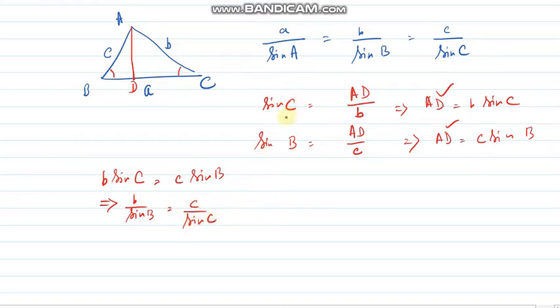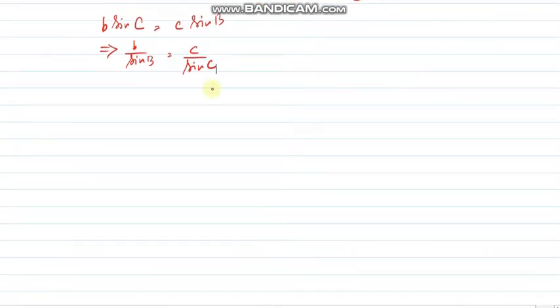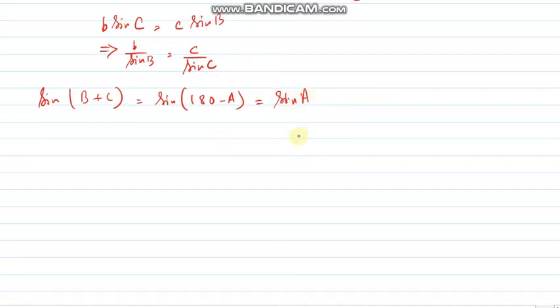Further, we can also write, in a triangle, what is sine of B plus C? Sine of B plus C is sine of 180 minus A, because A plus B plus C is equal to 180 in a triangle. Sine of 180 minus A is in the second quadrant, which equals sine A. So for sine, the value remains the same. Similarly, sine of C plus A will be sine B.